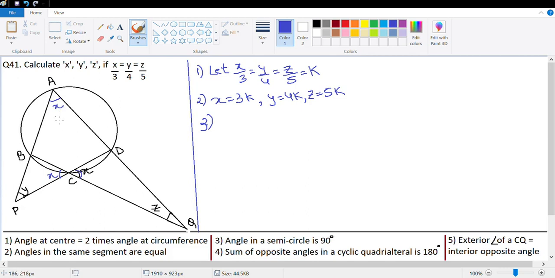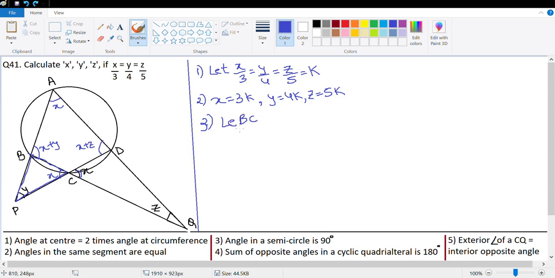This is opposite interior angle. This angle here would be x plus y. The reason would be that this is the exterior angle of this triangle. So this would be equal to the sum of opposite interior angles. And this angle here would be x plus z, because this is the exterior angle of this triangle. Now I think I have got the answer. X plus y plus x plus z would be equal to 180. So yeah, let's just write that down.